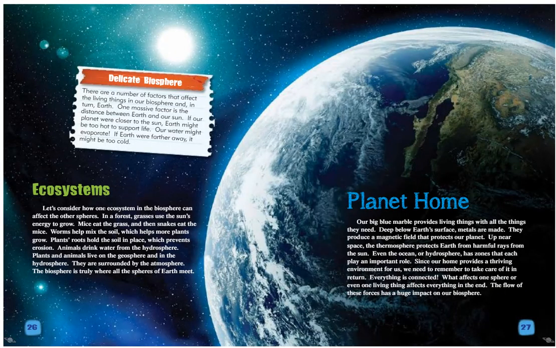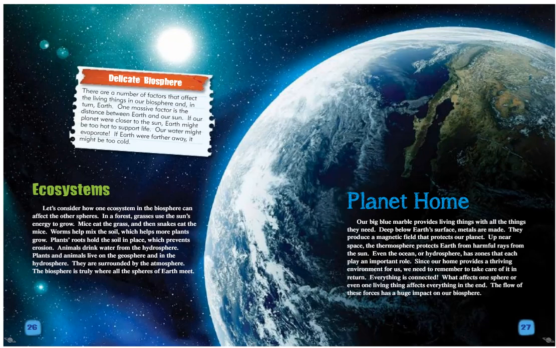Ecosystems. Let's consider how one ecosystem in the biosphere can affect the other spheres. In a forest, for example, grasses use the sun's energy to grow. Mice eat the grass. And then snakes eat the mice. Worms help mix the soil, which helps more plants grow. Plants' roots hold the soil in place, which prevents erosion. Animals drink water from the hydrosphere. Plants and animals live on the geosphere and in the hydrosphere. They are surrounded by the atmosphere. The biosphere is truly where all of the spheres of Earth meet.